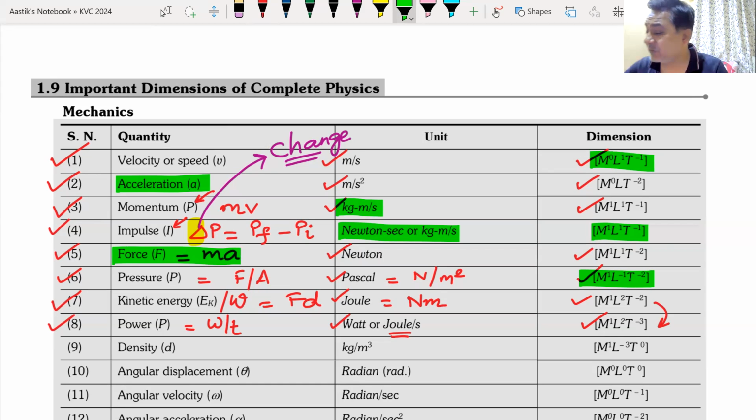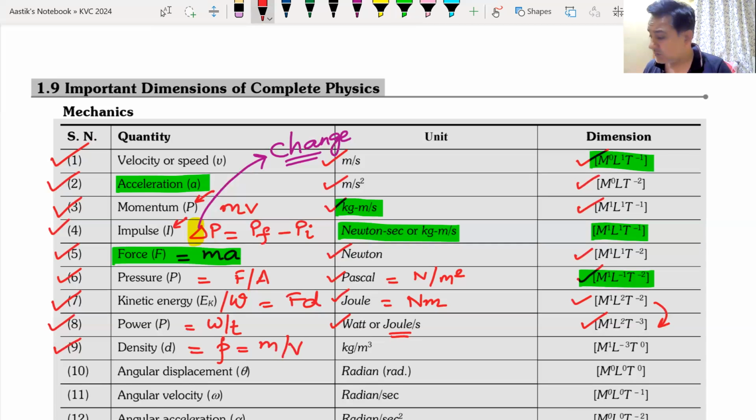Okay. Then we come to the next one, which is density. Density, you know what is density? We all know what is density. Density is mass per unit volume denoted by the letter D, or sometimes I will denote it by the letter rho. It might look like a P. It is not a P. It is rho, Greek alphabet, rho. Rho is density. That will be mass divided by volume.